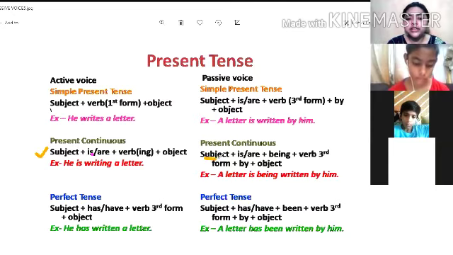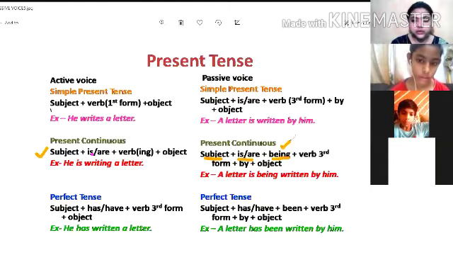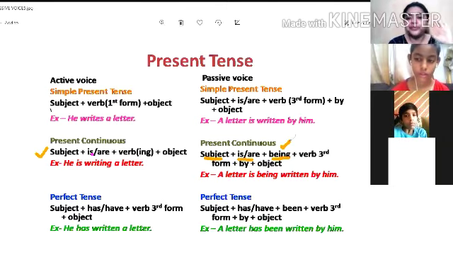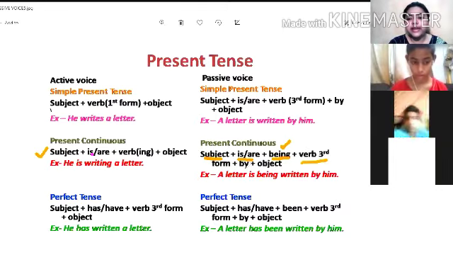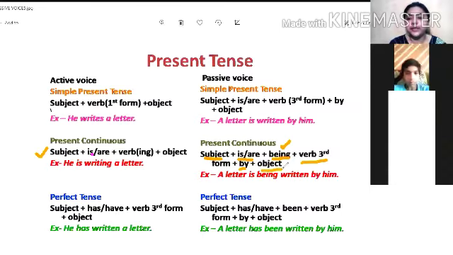What we do is we write the subject, we write is or are in agreement with the subject. Then being, this is the word which is required. If you miss out this word, then your sentence would be wrong. So in the present continuous, you add being after the helping verb, and then you write the third form of verb. Further you add by and object. This would remain the same.